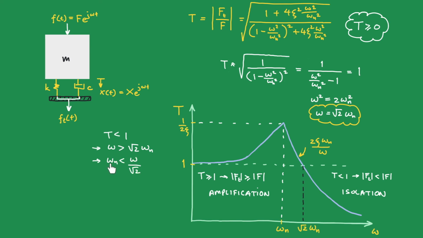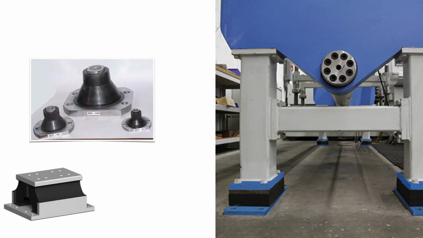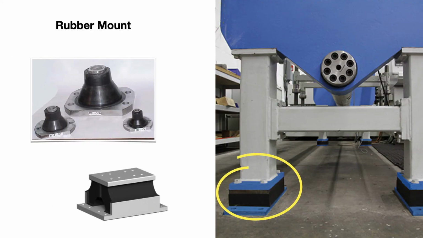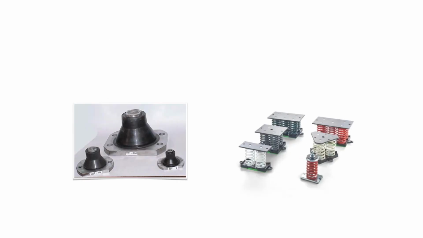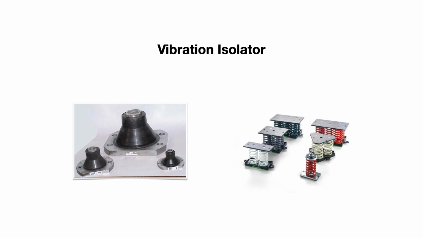And how to make omega n small? Remember that omega n is equal to the square root of k over m. So to make omega n small in this case, should we increase the mass or should we reduce the stiffness? The latter is what engineers do in practice, which is to have a flexible mounting between the source and the receiver. We can see some examples in applications like the rubber mount and also the helical springs. These flexible mounts are usually called vibration isolators.